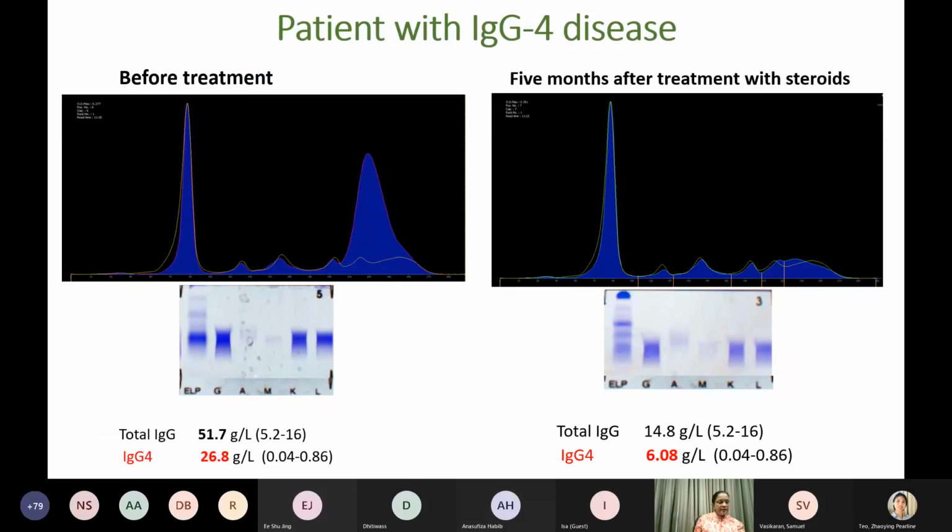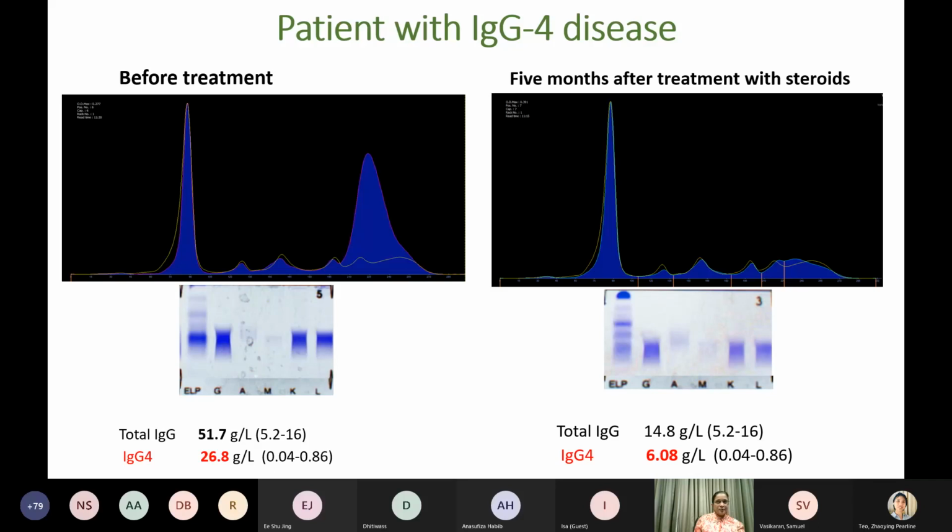And back to our patient with elevated IgG4 level and broad peak. So this is before treatment. This was the one we reported as possible IgG4 disease, and we did the IgG4 level and it was 26.8, extremely high, and reference range is up to 0.86. And then they confirmed the diagnosis of IgG4 disease on this patient.